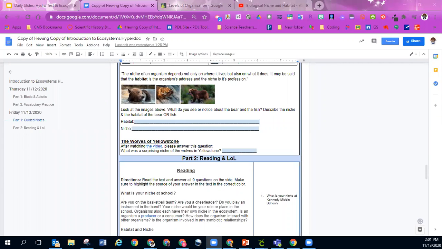All right, things I'm seeing. For the bear would be the forest. For the fish would be the river. Okay, I agree with that, because fish are definitely not going to live in the forest. They definitely need water. And the bear can't live in the water either because he can't breathe under there.